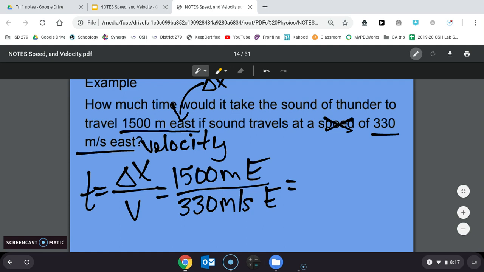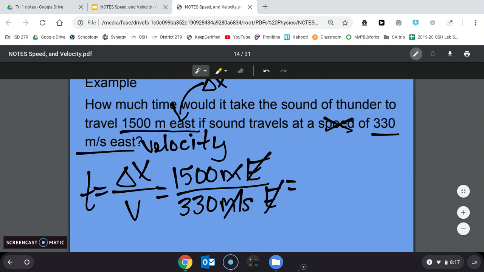Now time, remember, does not have a direction. It only can go forward. And so it's not a vector, it is a scalar. The way that this works out in the math is that if I have east on the top and east on the bottom, the direction disappears, and that's why time is a scalar. I am also going to see that meters is going to disappear. So I'm going to be left with seconds.